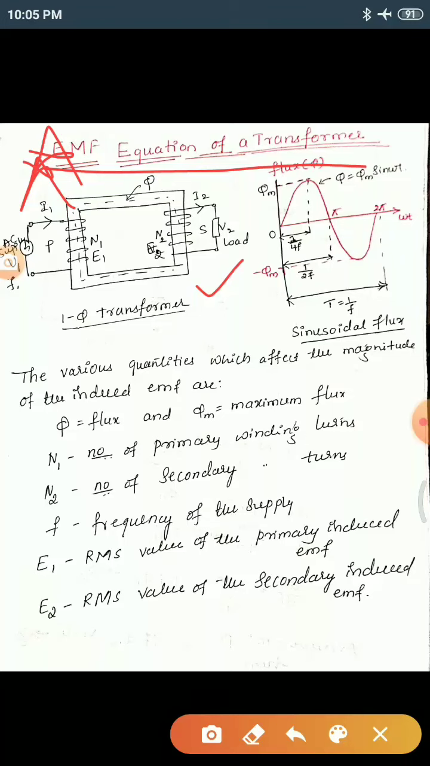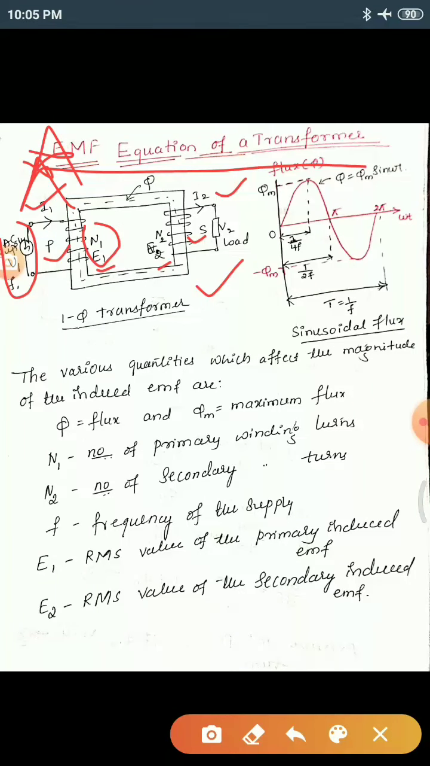As you know, the supply is given to the transformer at the primary side. P is the primary winding, S is the secondary winding, I1 is the primary current, I2 is the secondary current, E1 is the induced EMF in the primary, E2 is the induced EMF in the secondary, N1 is the number of turns in the primary, N2 is the number of turns in the secondary, phi is the flux.